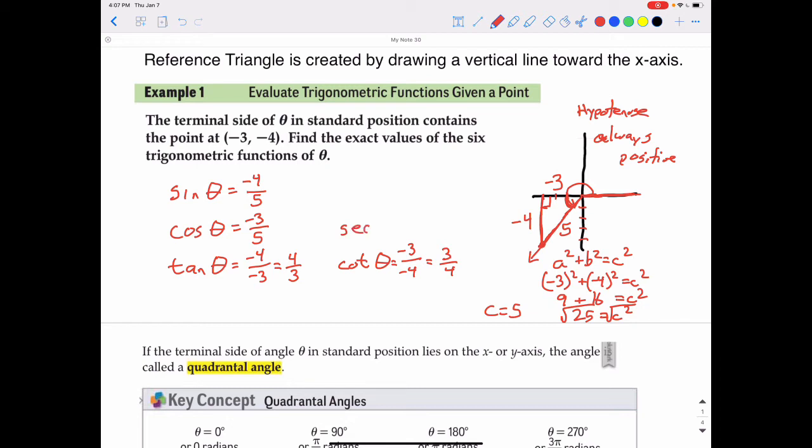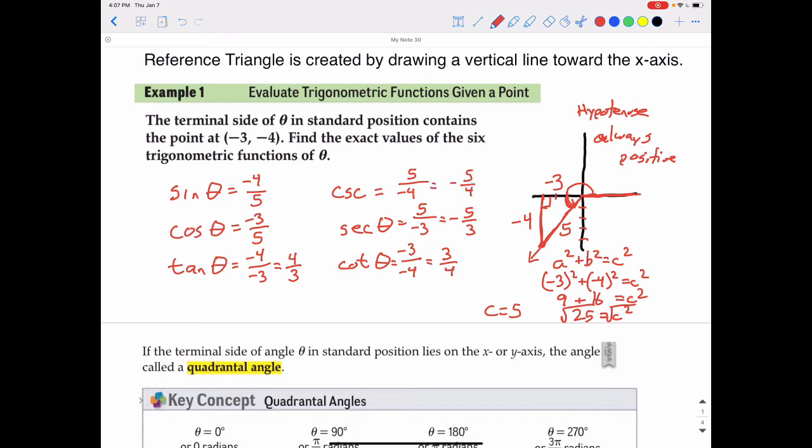Secant of theta: the formula for secant is hypotenuse over adjacent. The hypotenuse is 5. The adjacent side is -3. So that could be written as -5/3. And then cosecant would be hypotenuse over opposite. The hypotenuse is still 5. The opposite side is -4, and that could be written as -5/4.